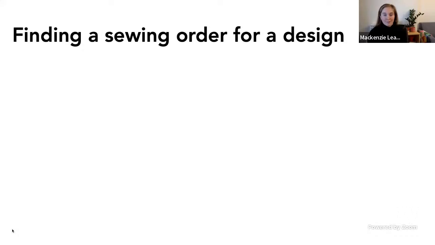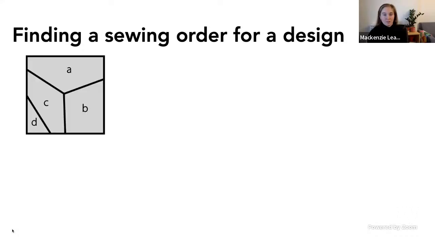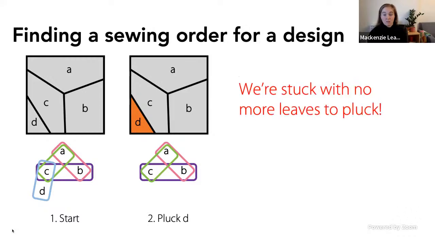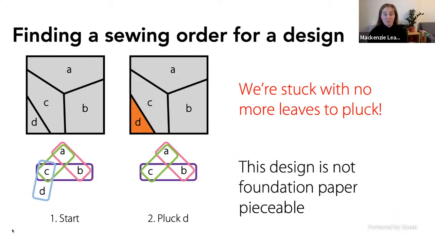So now let's try another design. So here's its starting hypergraph. And the only available leaf is the blue one with face D, so we pluck that. And we can now look for another leaf, but this time we're stuck with no more leaves to pluck. And if there are no leaves to pluck before the end of this procedure, then that means that the hypergraph contains a cycle and the design is not paper pieceable.